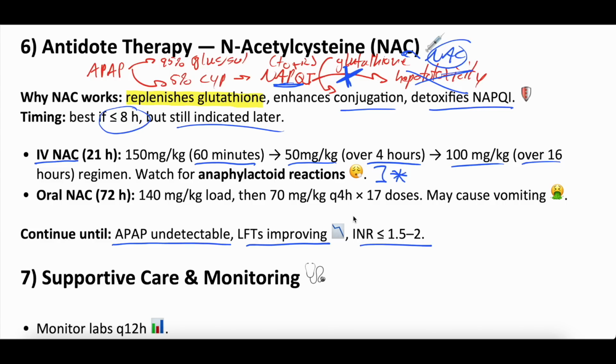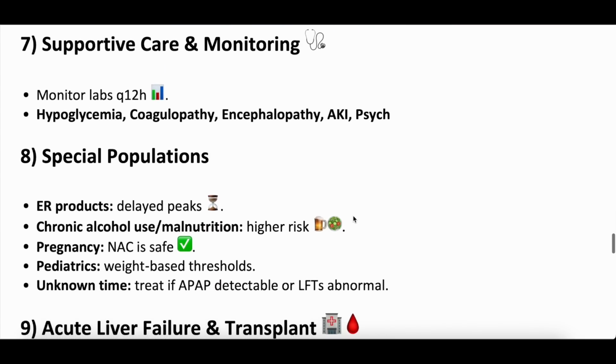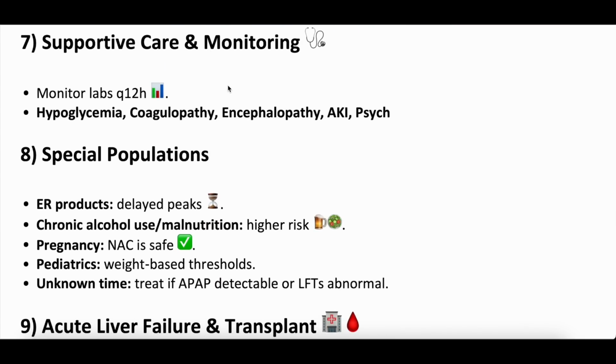All right. So supportive care and monitoring. What you're going to support and monitor are going to be related to the toxicity the acetaminophen causes. So you want to monitor labs at least every 12 hours, but sometimes even more than that. And then you want to watch for all these complications: hypoglycemia, coagulopathy, encephalopathy, acute kidney injury.